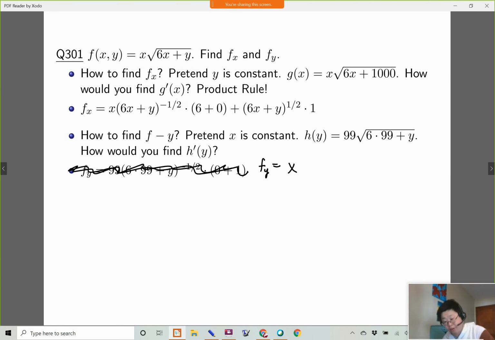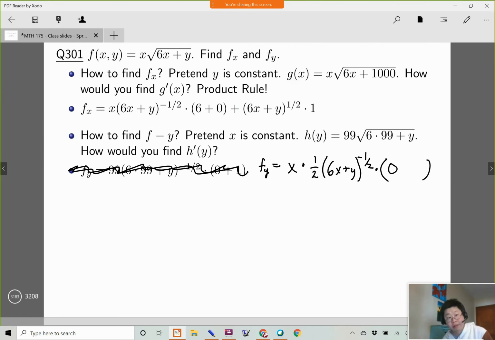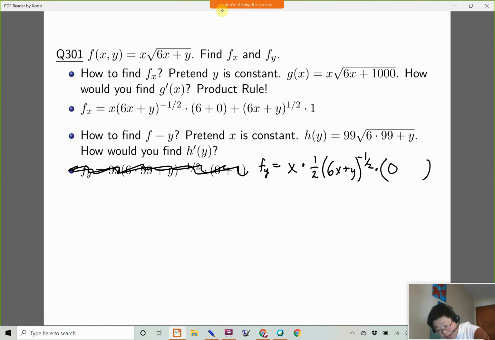And then to differentiate this next part using the chain rule, we'll have times 1/2. The inside stuff, so 6x plus y raised to the negative 1/2 times, remember the chain rule requires the derivative of the inside stuff. Now the inside stuff is 6x plus y, but when you differentiate 6x, remember we're treating x like it's a constant, so 6x is a constant and the derivative of 6x is 0. There is a y. Y is the variable right now, and when you differentiate y, you get 1. Ooh, sorry about that mess.